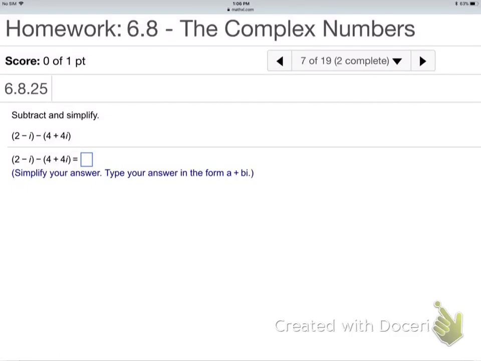So this is where we were. We were in 6.8. We got to finish the complex numbers. I'd like to get 7.1 and 7.2 done today if we could. That's a big lot of stuff.